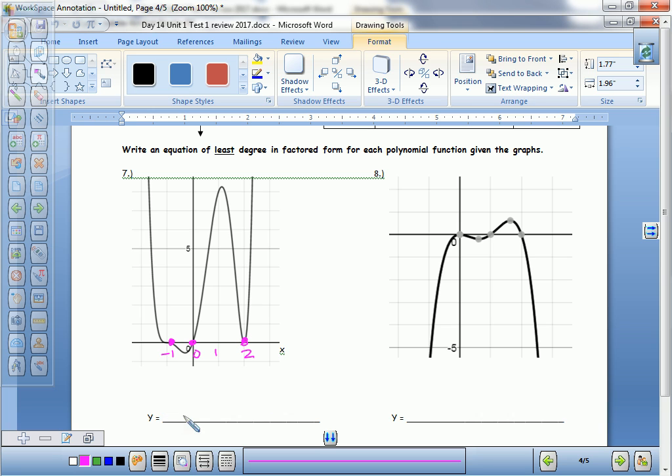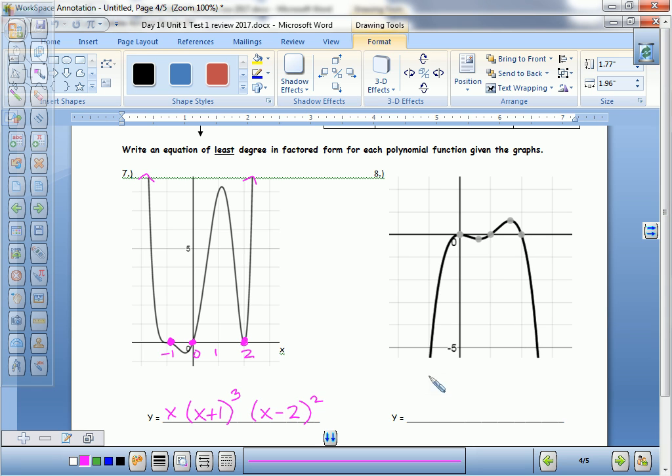Alright, so if I had to write the equation for this, I would start off with an x plus 1 for right here. And what power would that need to be? Very good. Okay, it's passing right through at 0, so it's just an x. I like to stick that in front. Okay, and then right here we've got a +2, so it's x minus 2. And because it's tangent, it needs to be squared. Okay, this one rises, so it's positive, so we're good.